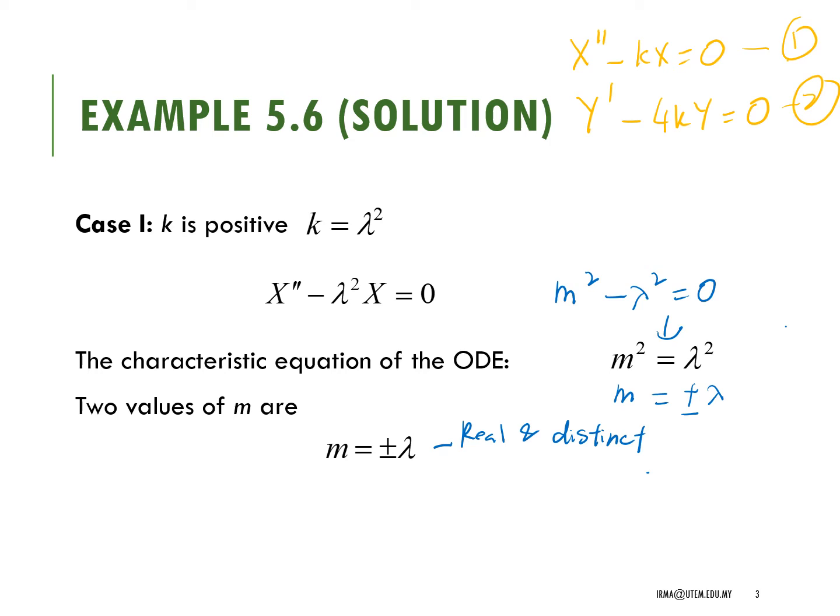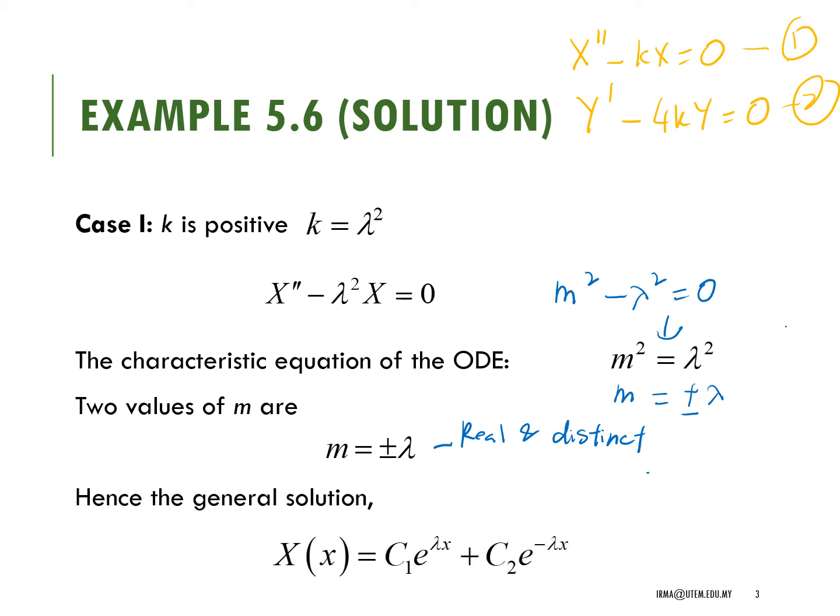When you apply the real and distinct solution, we have the general solution for X is C1 e^(lambda x) plus C2 e^(negative lambda x). It's just the same as A e^(m1 x) plus B e^(m2 x), because we have two roots, one positive lambda and one negative lambda. So you get this as the solution for X. We have done X.